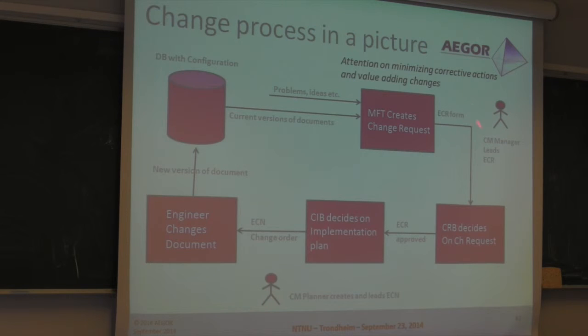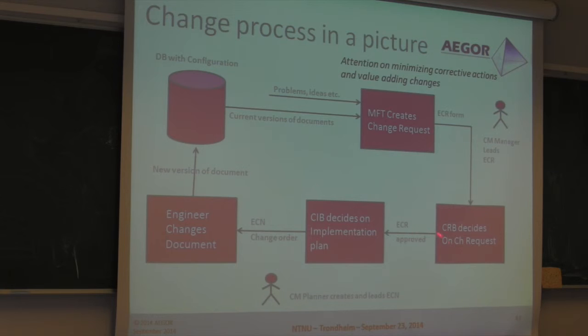He decides which route the change goes. The MFT stands for multifunctional team. That can be one person, two persons, or more, depending on the complexity of the change. If it's only changing a line on a drawing, with the speed of the system you can go through everything. And if it's a very complex thing, yeah, it needs months to get all the things done.